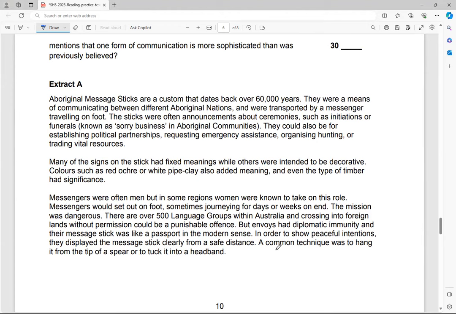Extract A. Aboriginal message sticks are a custom that dates back over 60,000 years. So extract A seems to be about Aboriginal message sticks. They were a means of communicating between different Aboriginal nations and were transported by a messenger traveling on foot. The sticks were often announcements about ceremonies, such as initiations or funerals, which were known as sorry business in Aboriginal communities. They could also be for establishing political partnerships, requesting emergency assistance, organizing hunting, or trading vital resources.